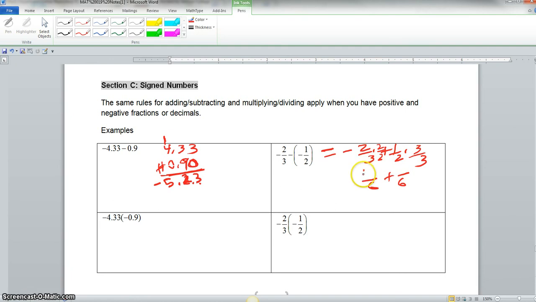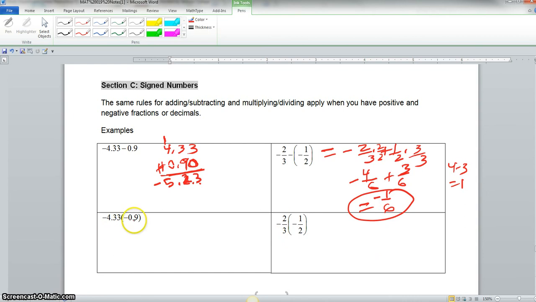2 times 2 is 4. And we know this would be negative. 1 times 3 is 3. So we have 3/6. Negative 4/6 plus 3/6. We know that our denominator will remain 6. And since these have opposite signs, we would take 4 minus 3. We know that that is 1. So we know it'll be 1/6. However, 4 is larger than 3. So it'll be a negative 1/6.